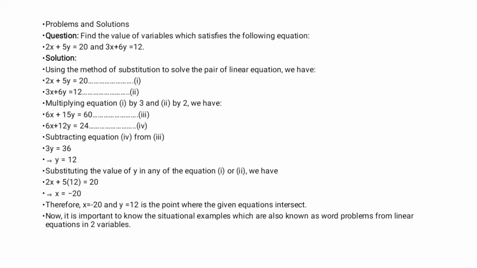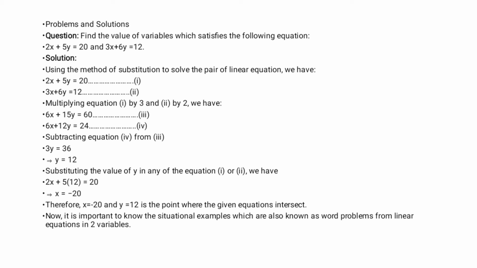Now, problems and solutions. For question number 1, find the values of the variables which satisfy the following equations: 2x plus 5y equals 20 and 3x plus 6y equals 12. Using the method of elimination to solve the pair of linear equations, we have 2x plus 5y equals 20 and 3x plus 6y equals 12. Multiplying equation number 1 by 3 and equation number 2 by 2, we have 6x plus 15y equals 60, and for equation number 2, it becomes 6x plus 12y equals 24.